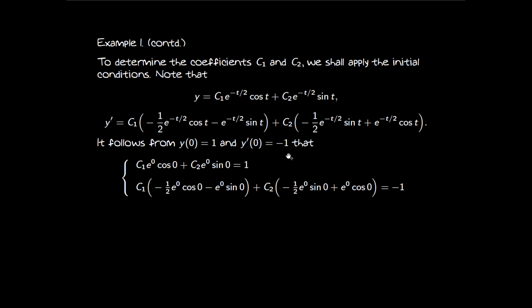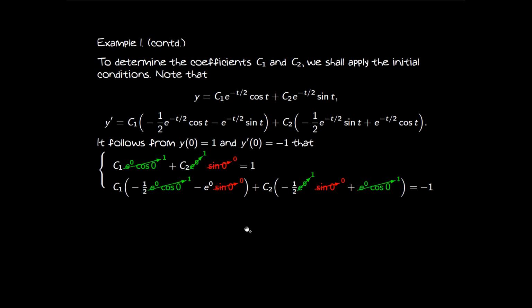And the second condition, y prime of 0 is equal to -1, means when t is 0, we replace all the t's by zeros, and the y prime is going to be -1. So we end with these two equations. And we understand that e to the zero is going to be 1, cosine 0 is going to be 1, and sine 0 is going to be 0, right? So we just replace those numbers by the corresponding values.